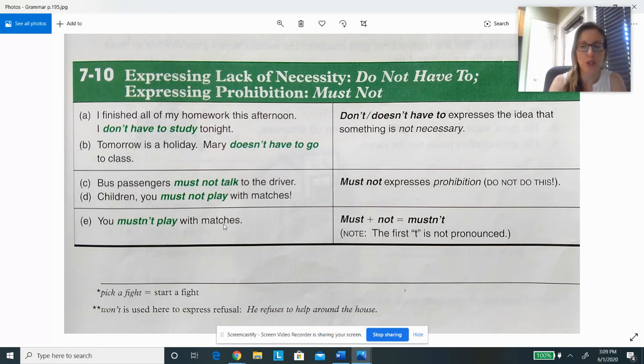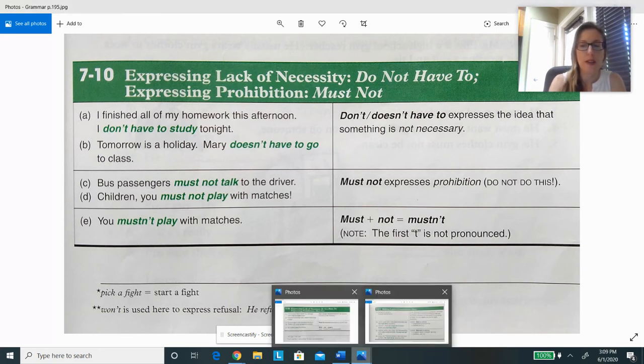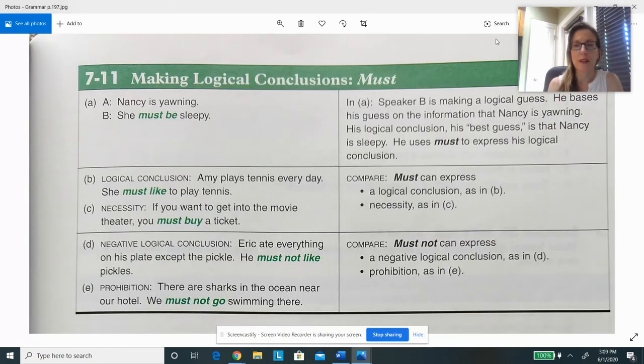Okay, I'm going to show you another modal. And this one is also the word must, but it has a different use here. Here we are using the word must to make a logical conclusion. So remember, some modals are used in different ways. So it depends on the situation. Okay, look at letter A. Nancy is yawning. Oh, she must be sleepy.